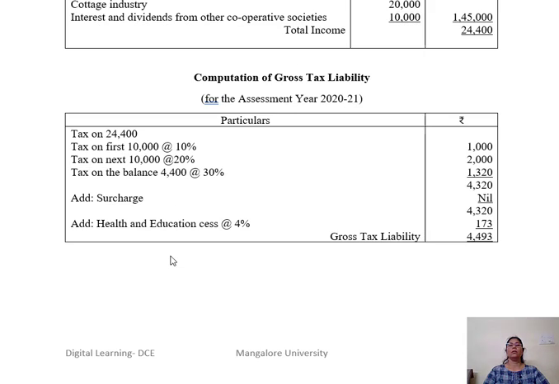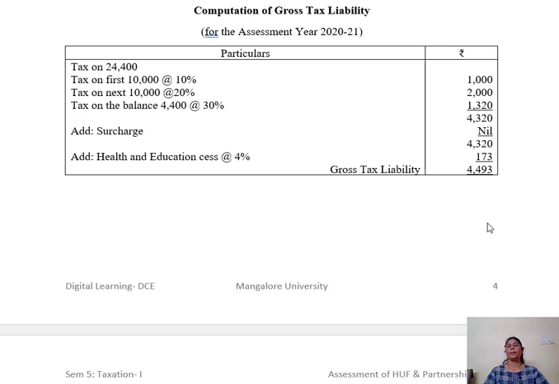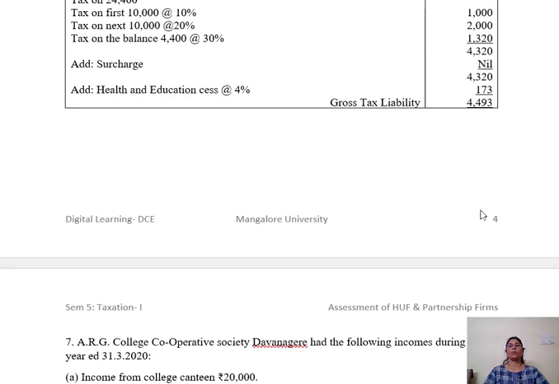Now let us see the gross tax liability. On the tax on total income of 24,400: first 10,000 it is 10%, next 10,000 it is again 20%, and on the balance at the rate of 30%. Then we have health and education cess at the rate of 4% on the tax that is applicable. So we get the gross tax liability 4,493. So we can round it up as 4,500.